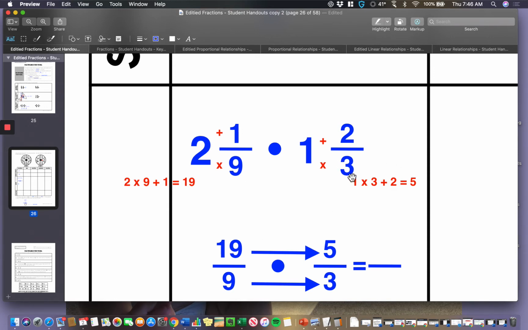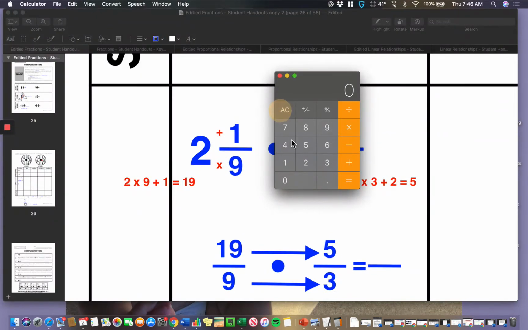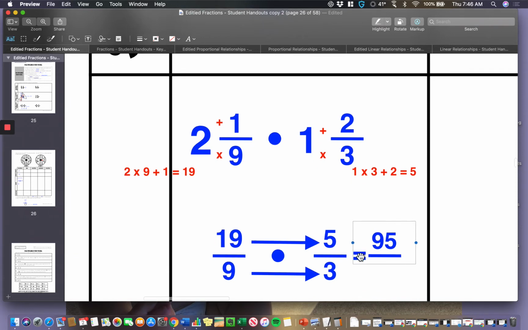On my second mixed number, I take 3 times 1 plus 2, and I get a brand new numerator of 5. Now I have my second step, which is to multiply the numerators. So we have 19 times 5, and that gives me 95. And then I have 9 times 3, which is going to give me 27.